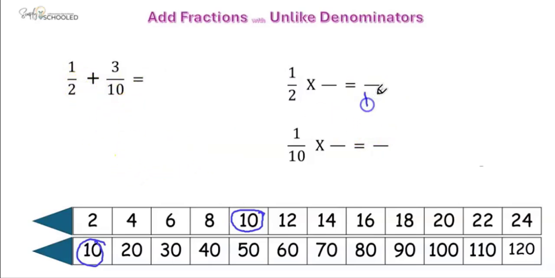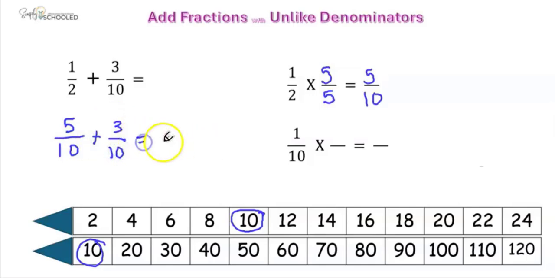So I'm going to come up here and put my denominator down. 2 times 5 equals 10. So I have to multiply the numerator by 5. 1 times 5 is 5. So my new fraction is 5/10. So I'm going to rewrite the problem. Instead of 1/2, I'm going to do 5/10 plus 3/10 equals, I add the numerators, 5 plus 3 is 8, and the denominator stays the same.